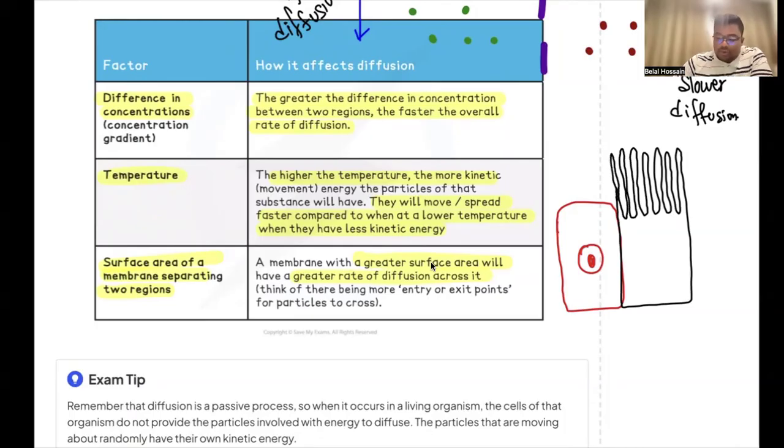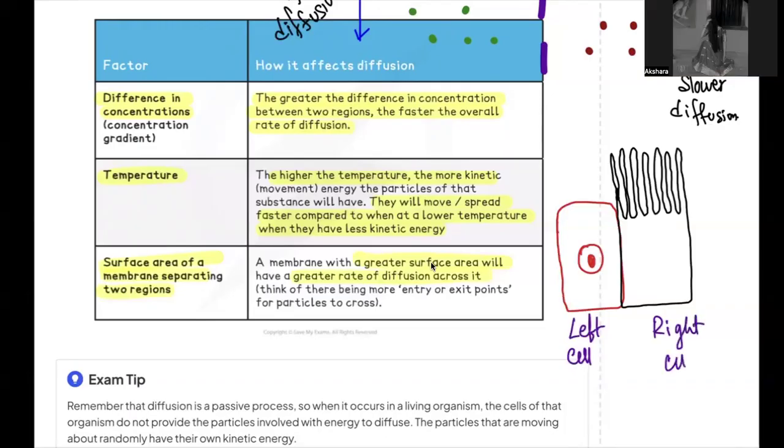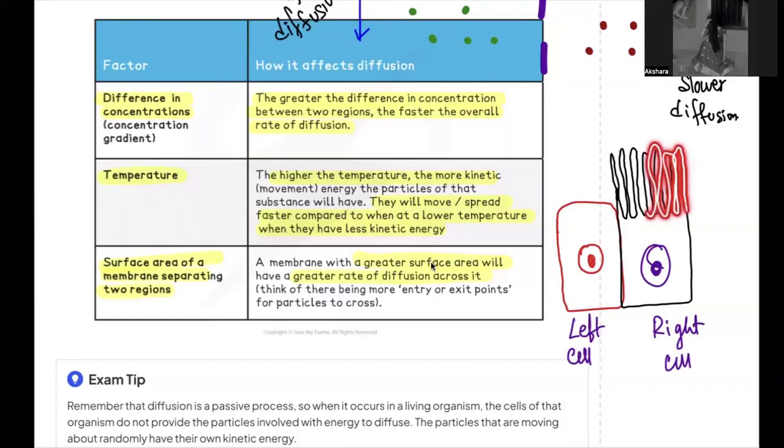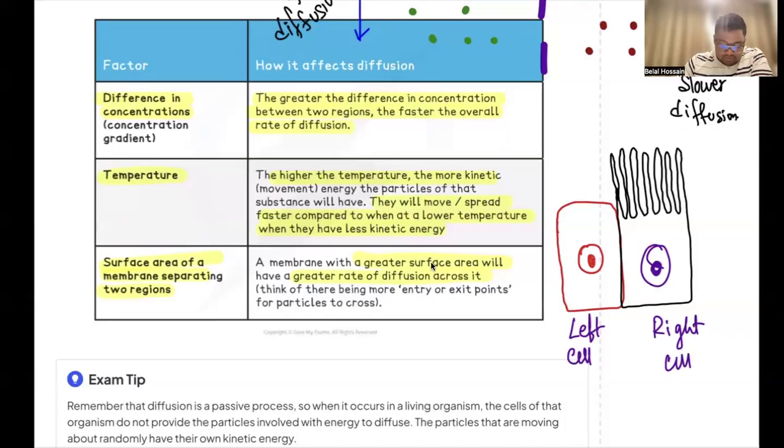What is the difference between the two cells? Can you try, Akshara? This is the left cell, and this is the right cell. Let's just call them that. In the right cell, what do you see in terms of surface area? You can see there is a folding in the cell membrane, right? So this folding increases the surface area. All right, so these foldings increase surface area.